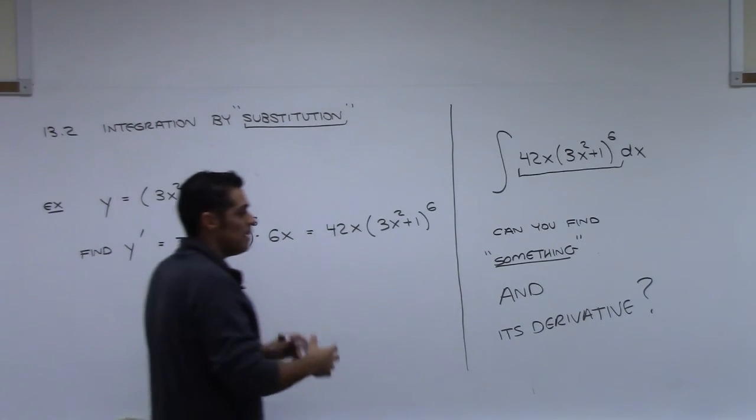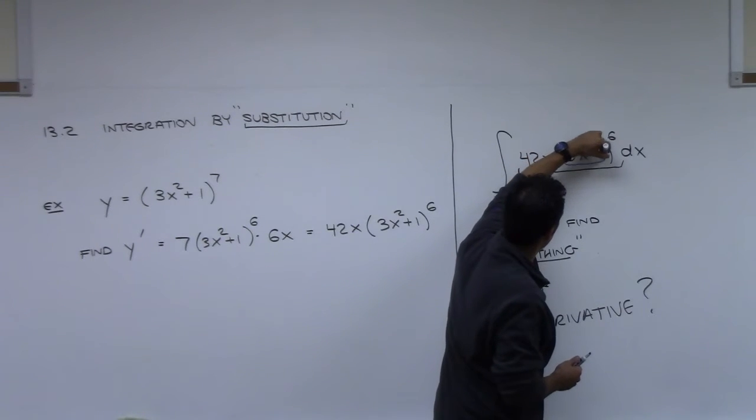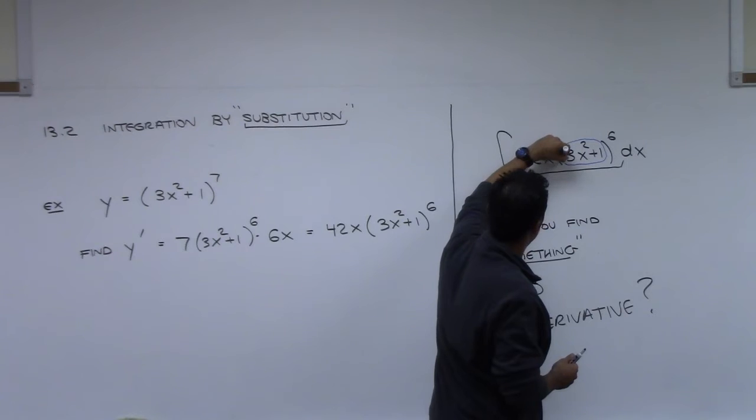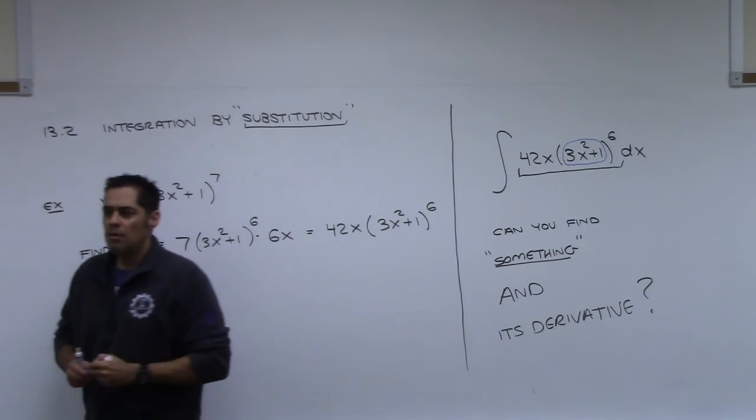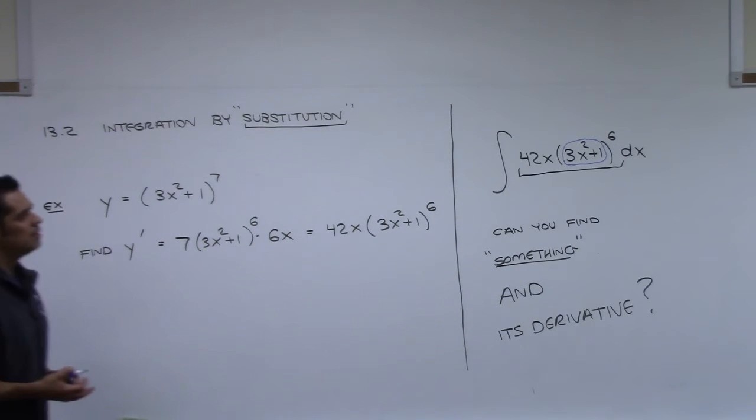So for this first example, I want to point something out. Do y'all see this 3x squared plus 1? Okay? Y'all see that right there? What is the derivative of that? 6x. Divided by 7 gives you 7.